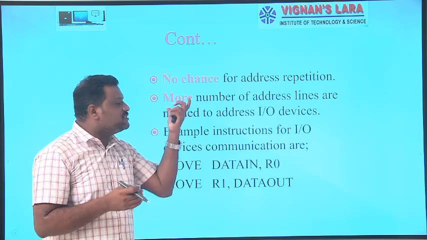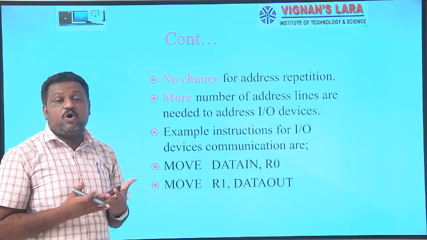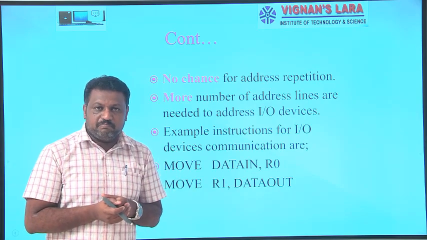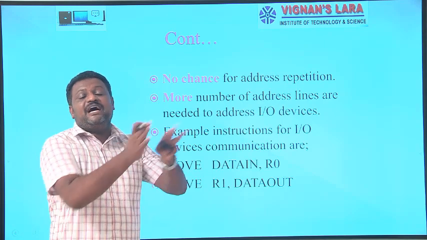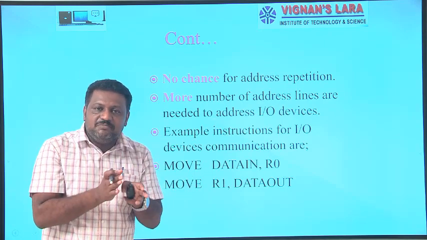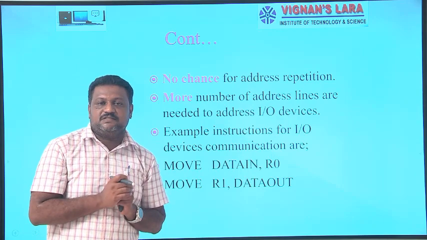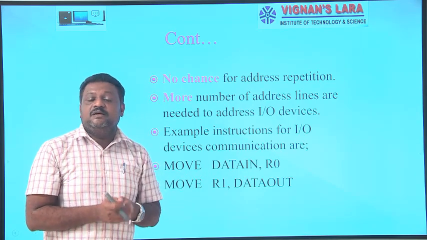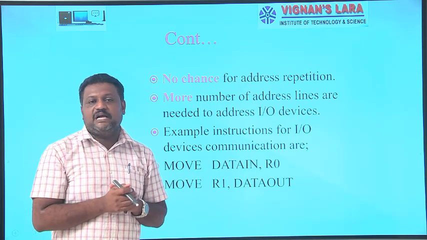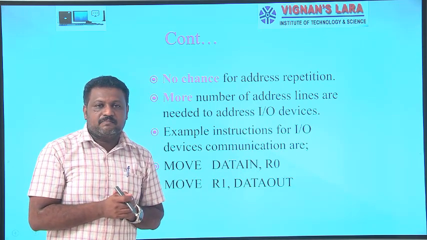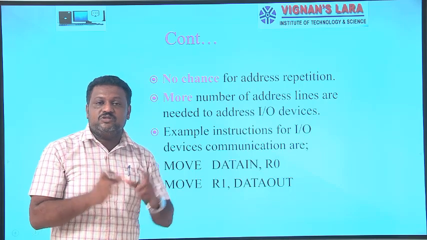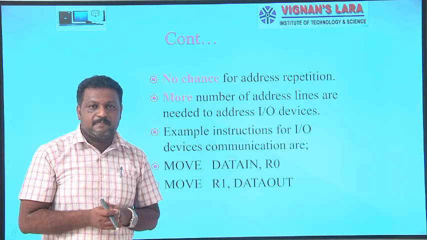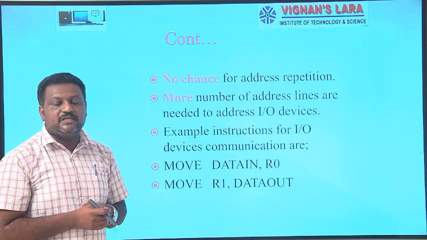And the next important thing is, more address lines or more address bits are used to address IO devices, because the way we address a memory location, in a similar way our CPU addresses IO devices. For example, in order to address a memory it will use a 10-bit address, and the same 10-bit address it will use for IO devices. We already know this, because the available address space is shared by both the memory as well as IO devices. So that is another important thing.